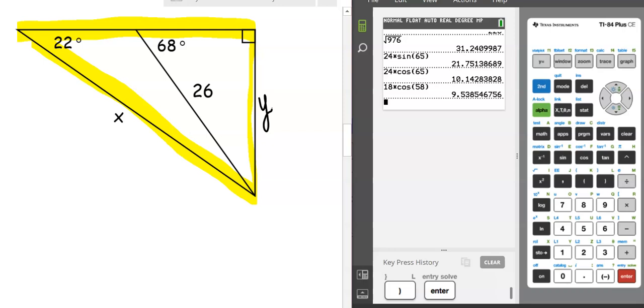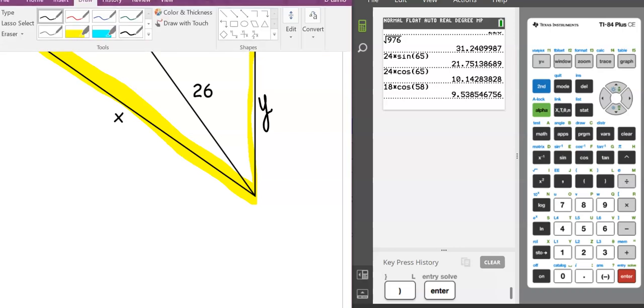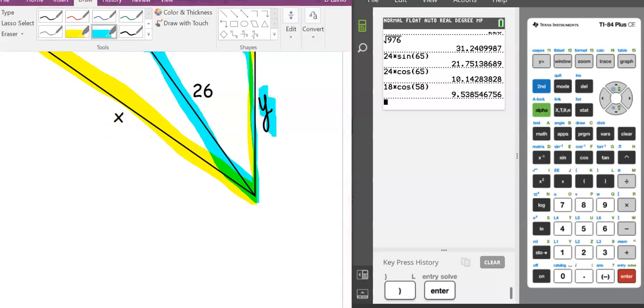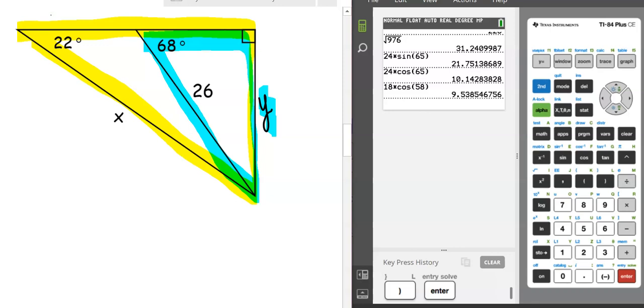So, looking at this yellow triangle first, let's ignore the 68 and the 26. I lied. We're going to look at the small one first. I'm sorry. We're going to look at this one first because we need to get y in order to solve for x. My apologies. So let's look at the blue first. So y is your opposite. This is your hypotenuse. So we're going to do sine of 68 equals opposite over hypotenuse.